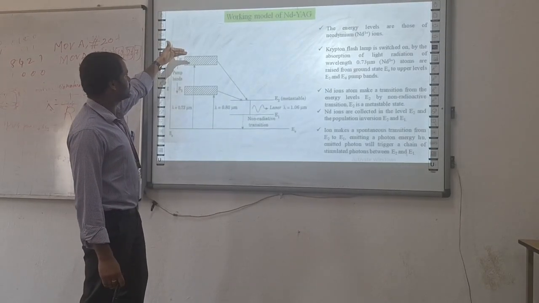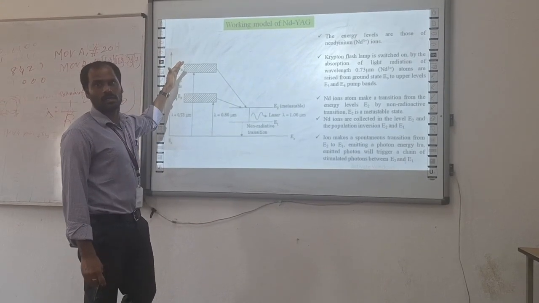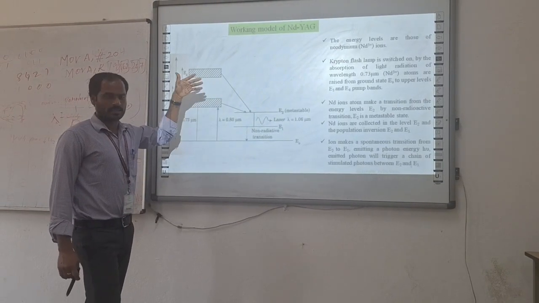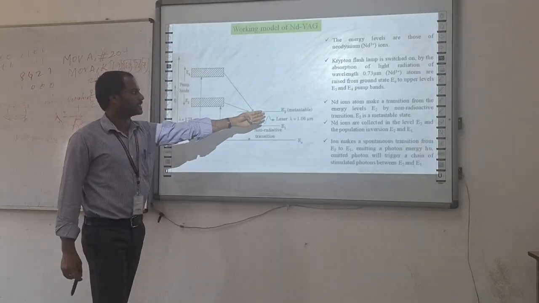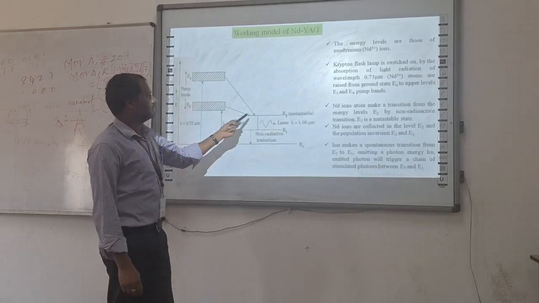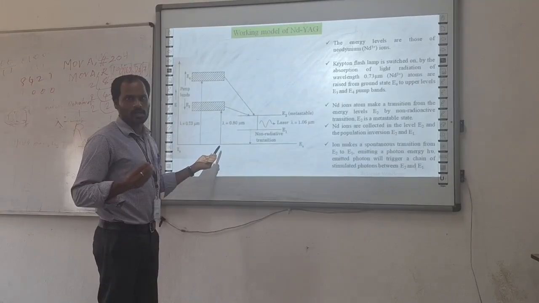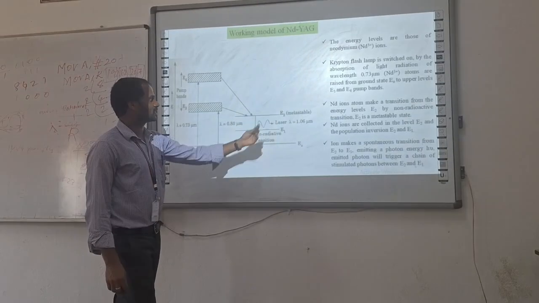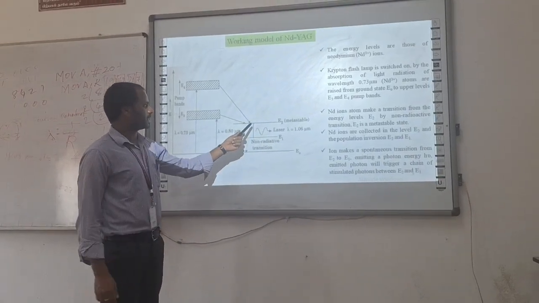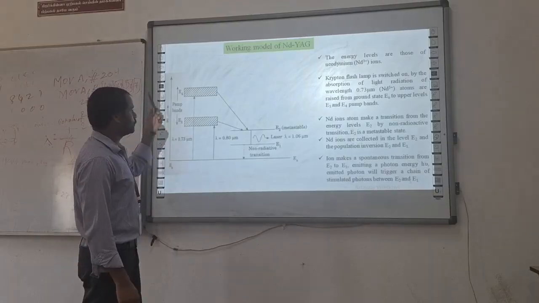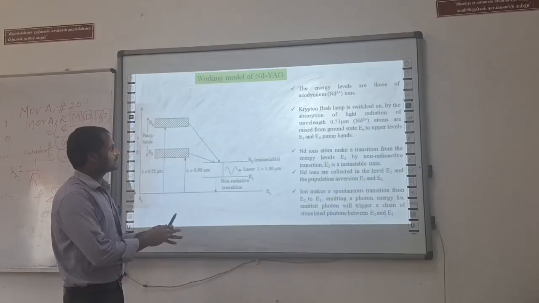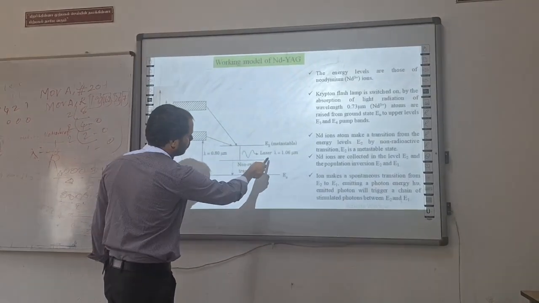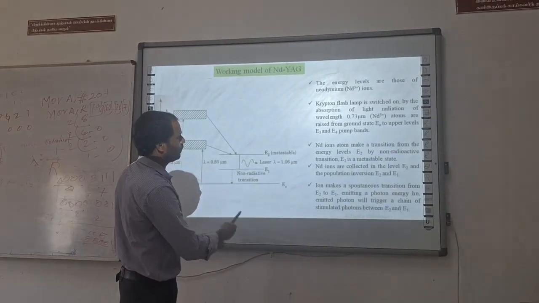The excited state atom won't stay for a long time, only for its half-life period. Without any external agency, it comes to the metastable energy level. After that, it is a continuous process, repeating again and again. Finally we get an output laser wavelength of 1.06 micrometers.